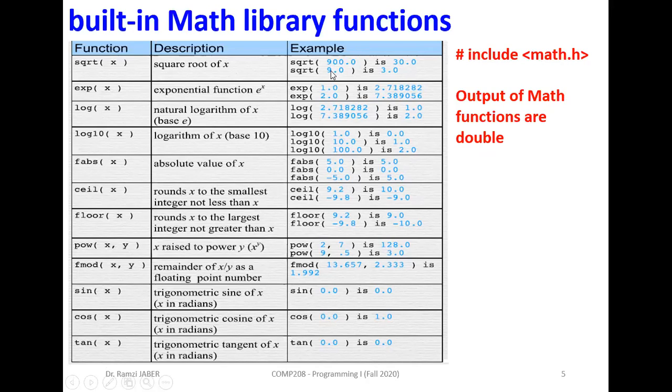Square root of 9 or 900 is 3.0, as you can see. The output is always a float number, double. For these built-in functions, exponential, logarithm, power, like here, pow(2, 7) gives us 2 power 7, 128.0. Always a float number output. Okay? It's clear? Example.